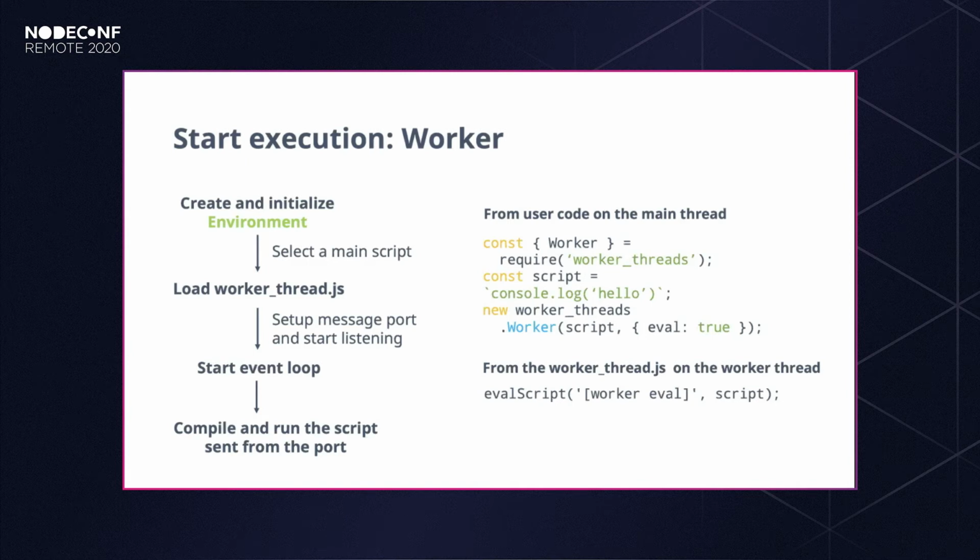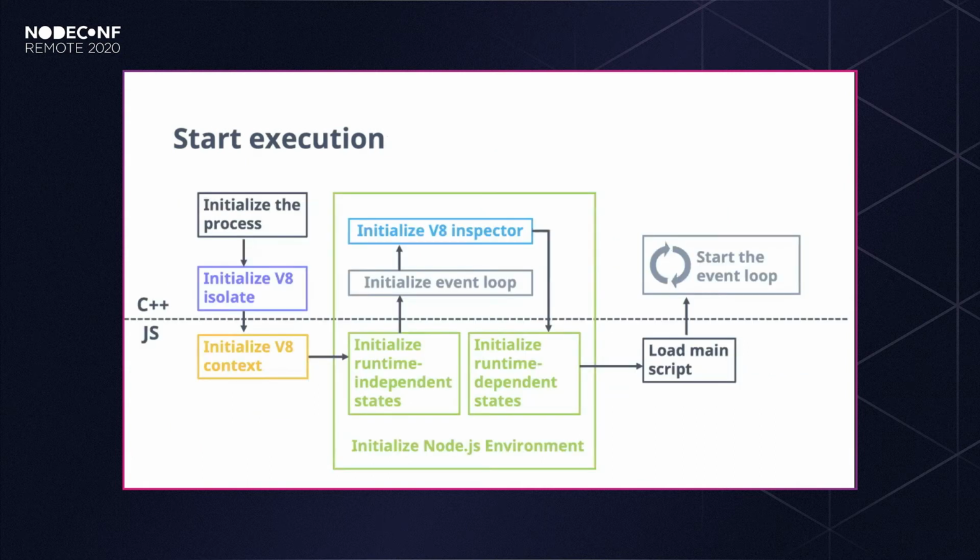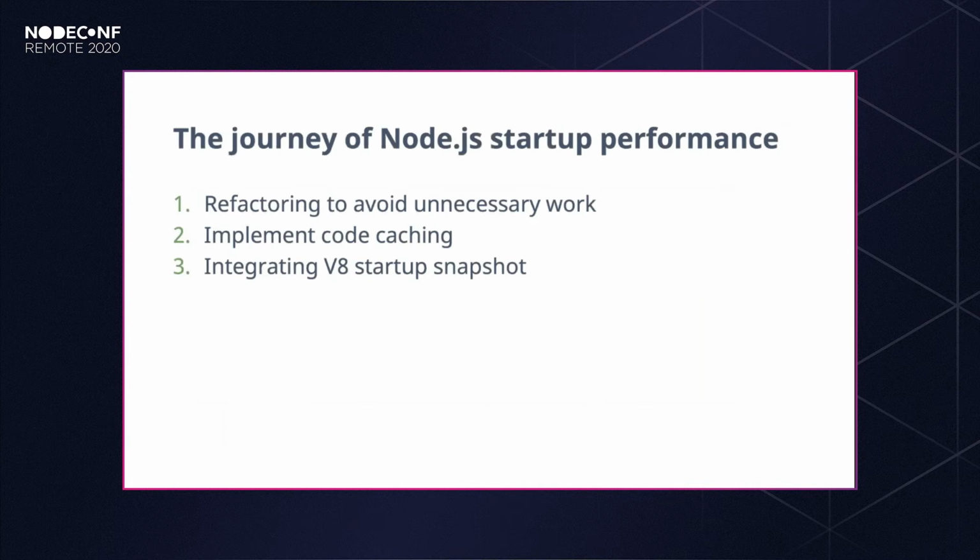If the instance launched is a worker instance, we'll load a different main script that sets up various listeners on the message port and starts listening. When the worker thread receives the script from the port, it will compile it and start execution from there. And after the main script is run, we will kick off the event loop and run this until nothing keeps it open. The libuv thread pool will be created if any asynchronous file system operation is used.